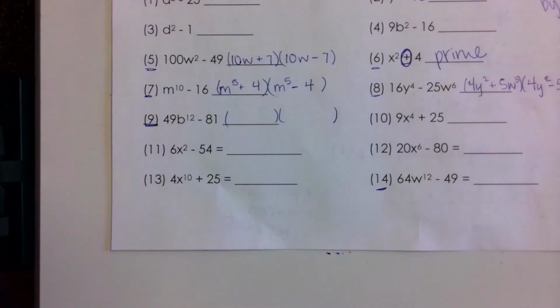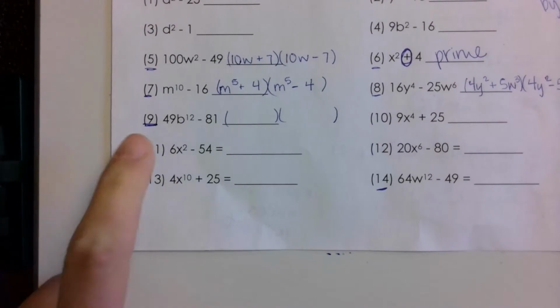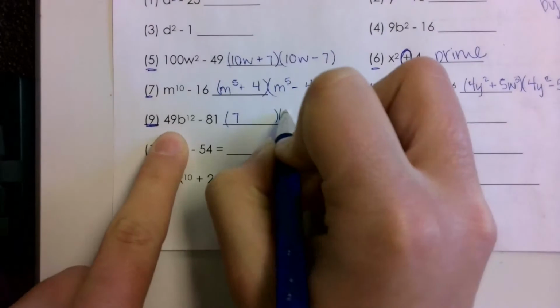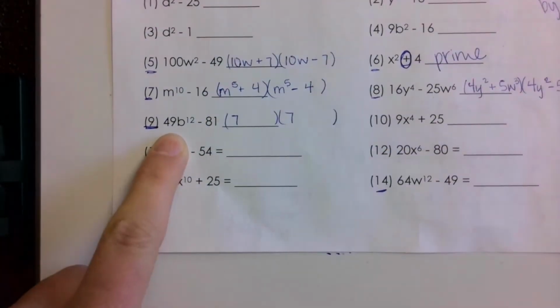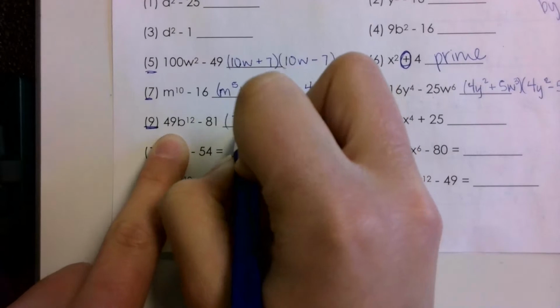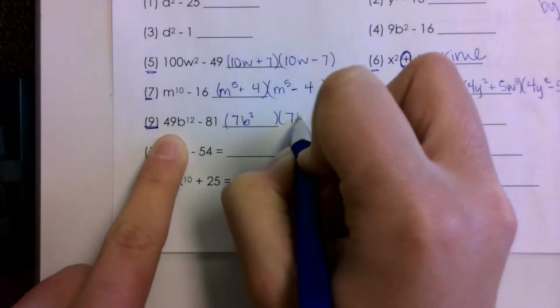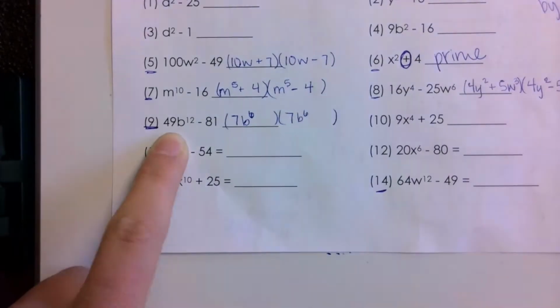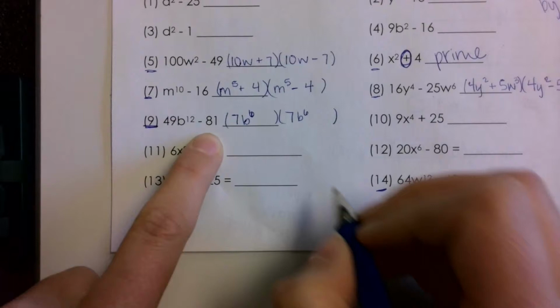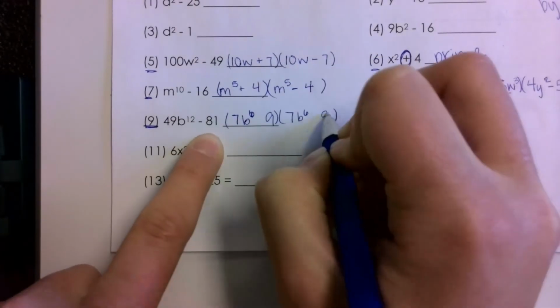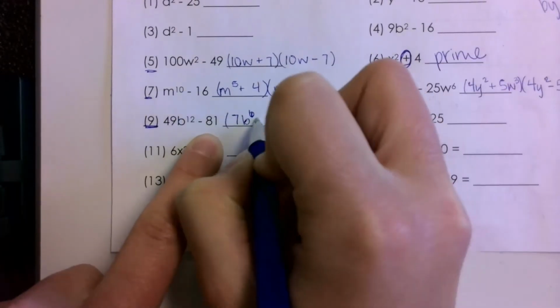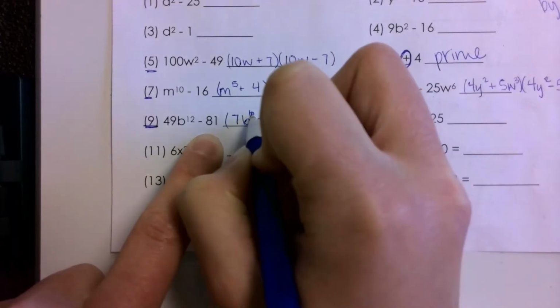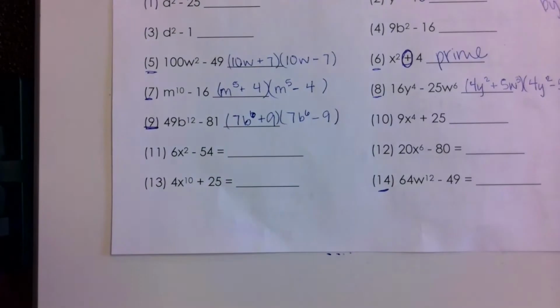So what is the square root of 49? What's the square root of b to the 12th? How are we getting that? Divide your exponent by 2. I wrote 2 instead of 6. B to the 6th. And then what's the square root of 81? What are our signs in between? Plus and minus. So that's b to the 6th on both of those. I just wrote the wrong number the first time. Questions there?